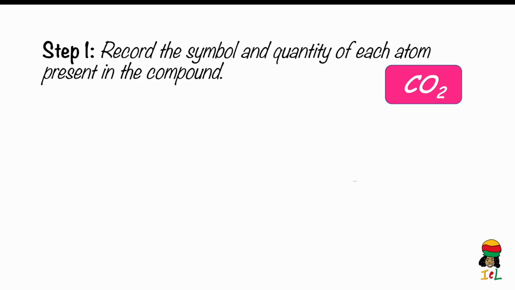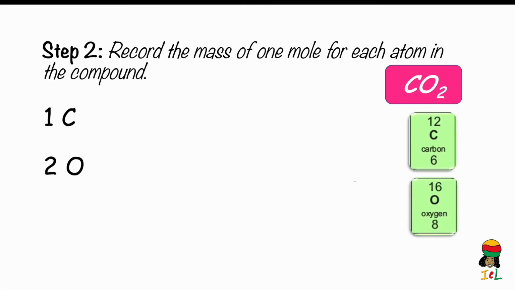We will now calculate the mass of 1 mole of carbon dioxide, from which we will deduce the molar mass and relative mass. Step 1, record the symbol and quantity of each atom present in the compound. There is 1 carbon atom and 2 oxygen atoms. Step 2, record the mass of 1 mole of each atom in the compound.